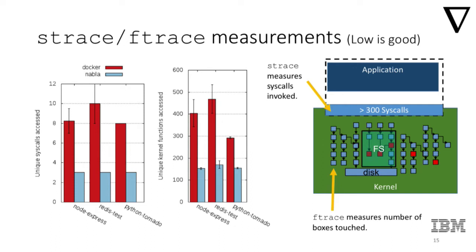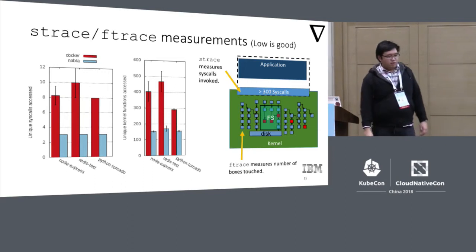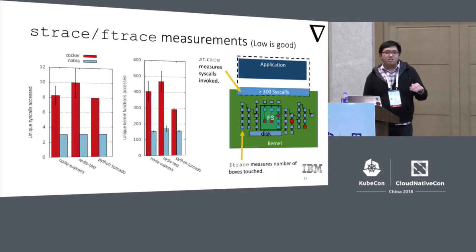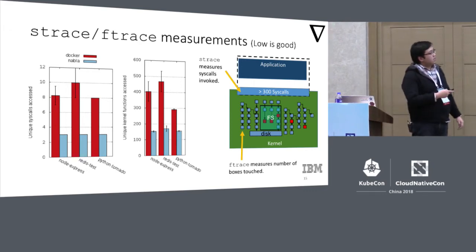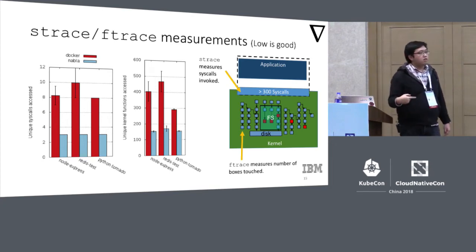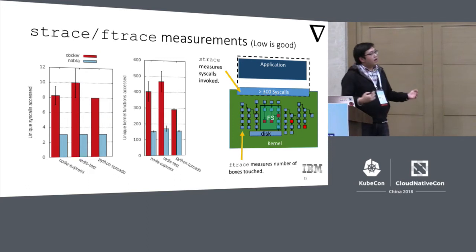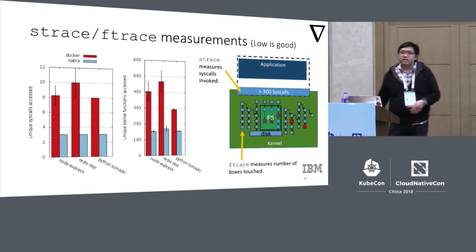But you can argue that syscalls don't really mean anything, because a read or write, based on the file descriptor, can read and write multiple different things, so you can classify them as different functionality. So we did a more in-depth analysis using ftrace. ftrace is a fairly expensive operation. It logs every kernel function that is being invoked in the kernel. We did the exact same analysis, recording the number of unique kernel functions being invoked, and this is the graph that we have. So we can see that this idea that reducing the number of syscalls translates to less code being touched in the kernel.